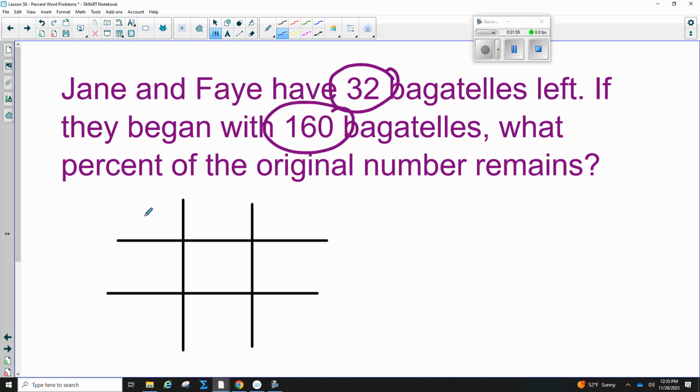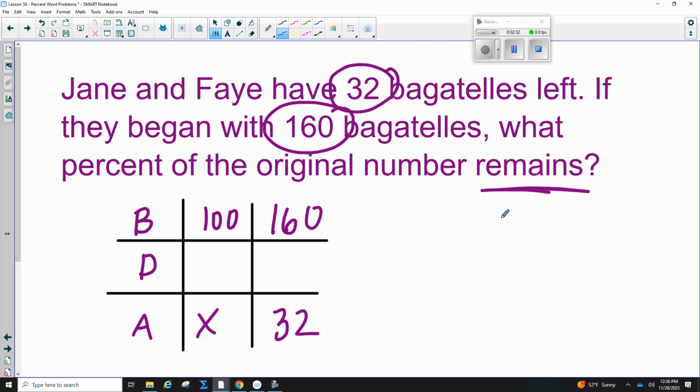So I want to do a BDA box, and we put 100% for our before. What number goes with the before? Yep, 160. What number goes with the after? 32. So if they began with 160, what percent of the original number remains? Where do you think we're going to put our X? Yes, this is the part that remains, so it's the after part. So what I have is 100 over X equals 160 over 32.